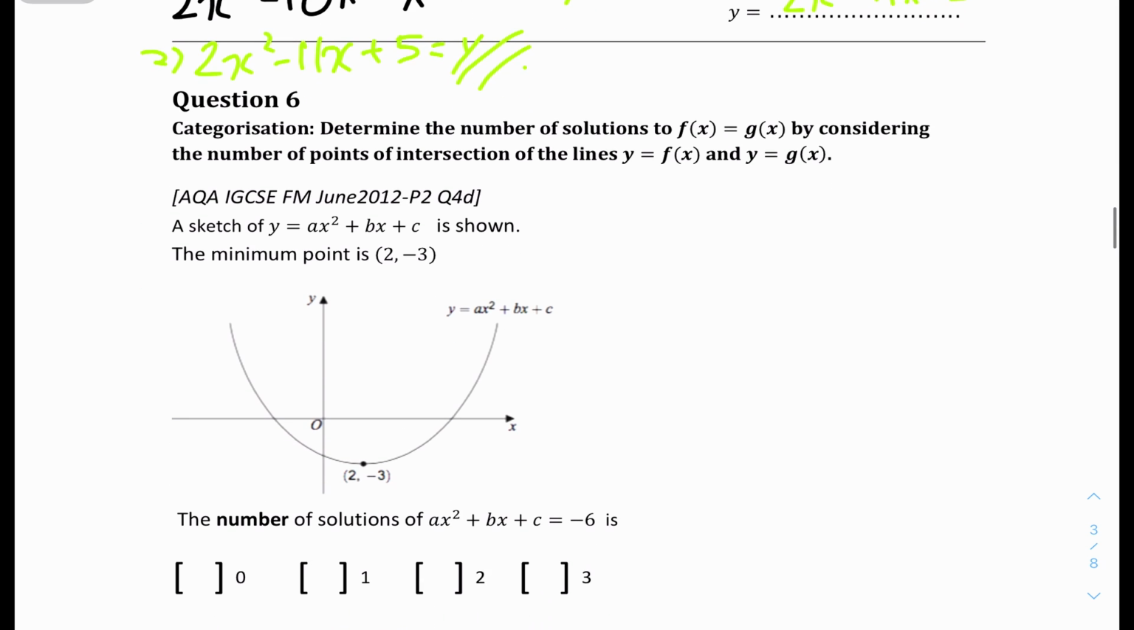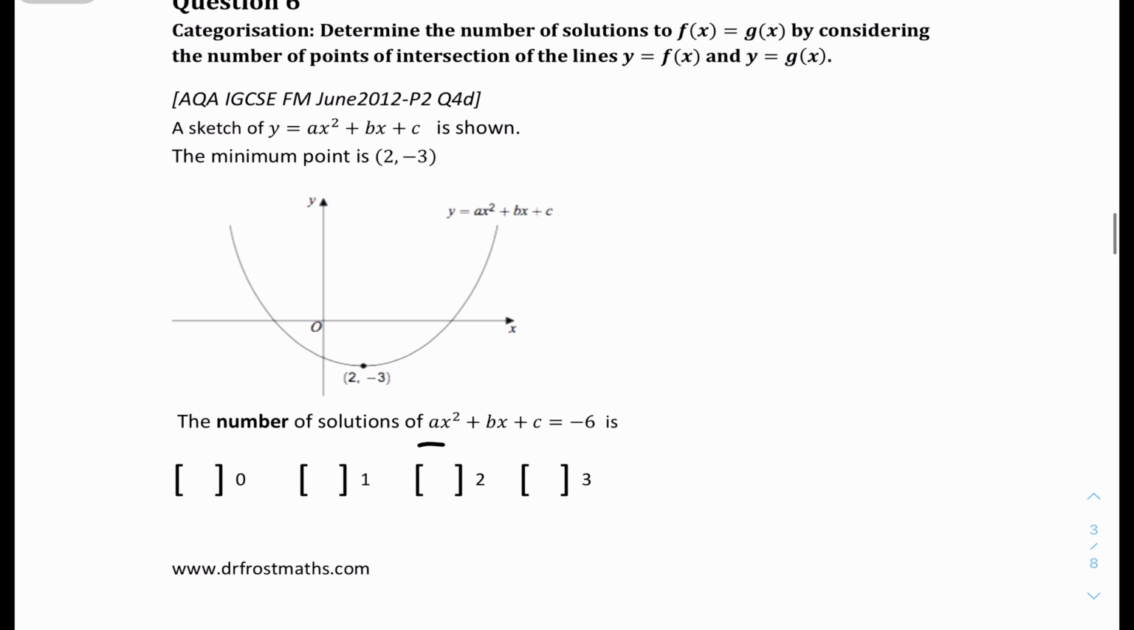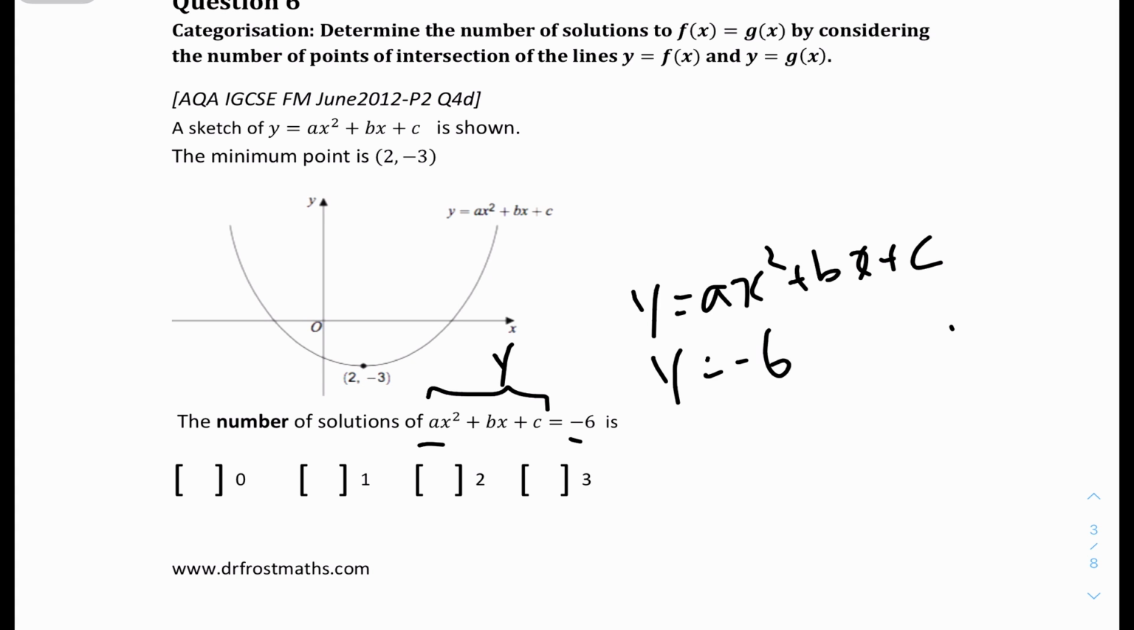Then question 6. The minimum point is (2, minus 3) for this graph. y equals ax squared plus bx plus c. Find the number of solutions for this equals minus 6. So remember it will be this equals y. So that y equals ax squared plus bx plus c. And it will be y equals minus 6. And we equate those two to become this. So we know that we have to draw a line on y equals minus 6 to find how many points it crosses, like the number of solutions.